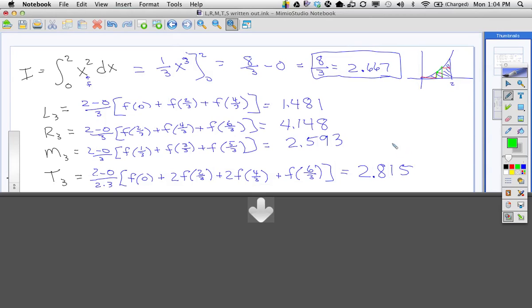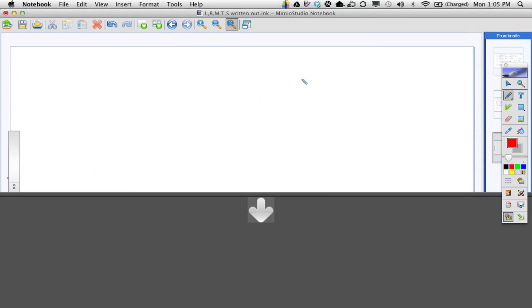And we also said to get our T3, we could have taken L3 plus R3 and divided by 2 and averaged them, and then we would have found it. Okay, now, I've got one more I want to show you here, and this is kind of a strange one. This is called Simpson's rule. Okay, and Simpson's rule says this.